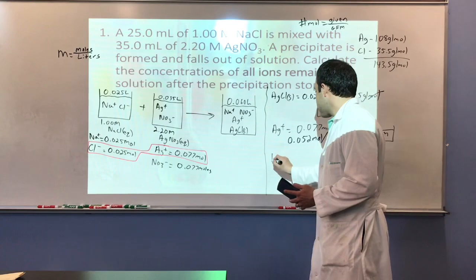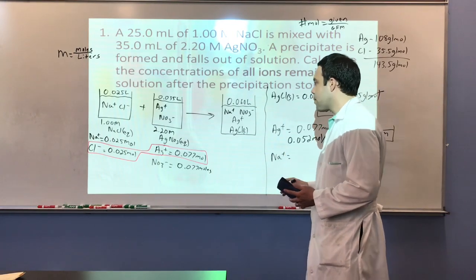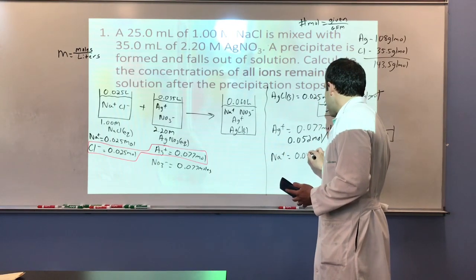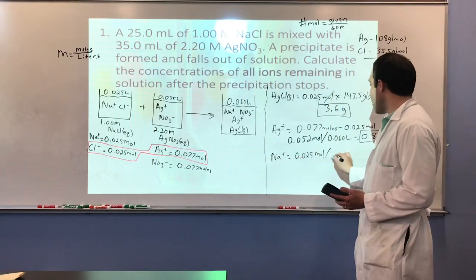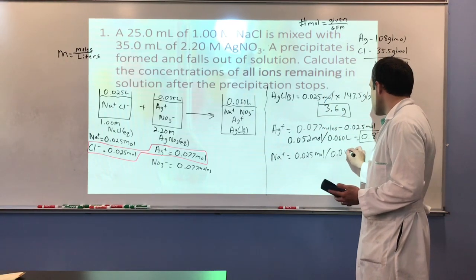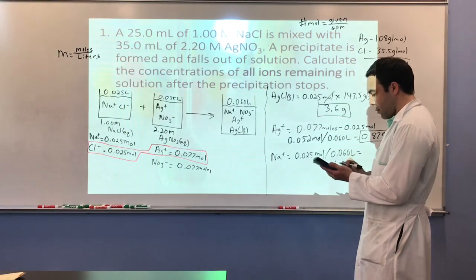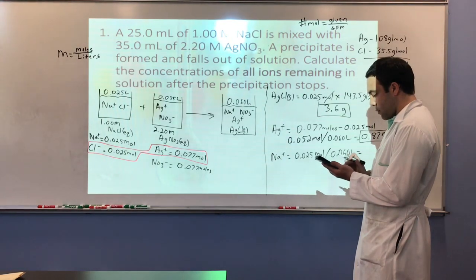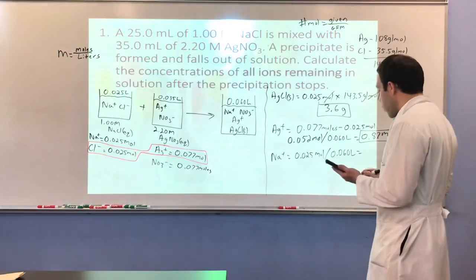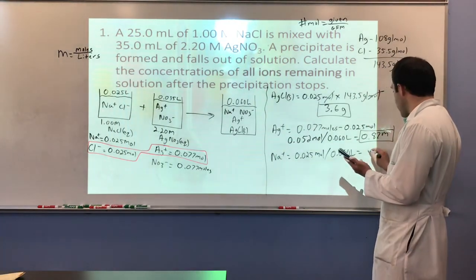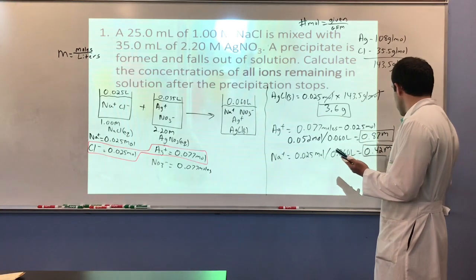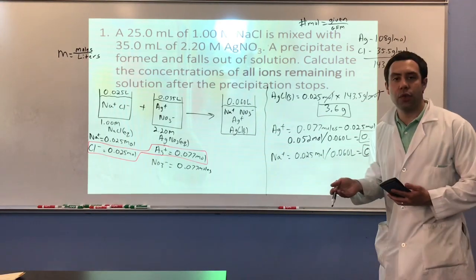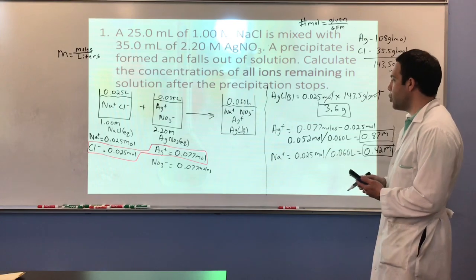For sodium, Na+, we had 0.025 moles. We divide by 0.060 liters. Round to two significant figures again, and we have 0.42 molar concentration of sodium ions in the solution.